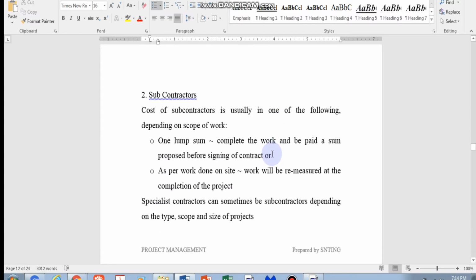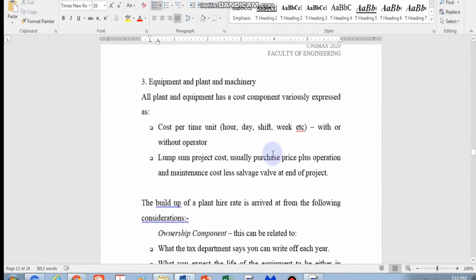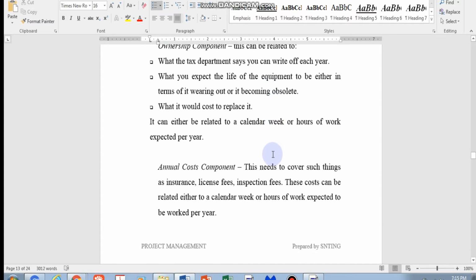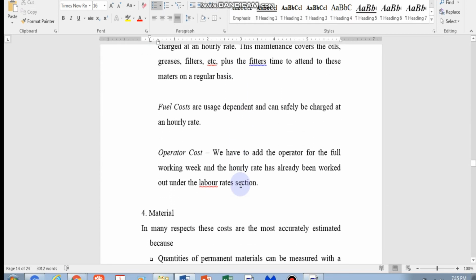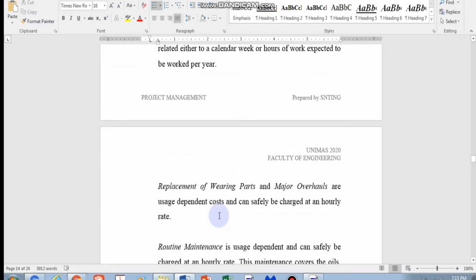Subcontractor can be done by lump sum. Normally it's a lump sum, and sometimes it's on work that is remeasured or done by on-site measurement. Equipment and plant is the same thing as labor. You talk about the ownership component, meaning how much it costs to own the particular machine, and then you also need to count in the cost of replacing, the downtime, the annual maintenance, the replacement, the routine maintenance, the fuel cost, the operator cost. So your $1,000 per day or $500 per day must have all these things inclusive.